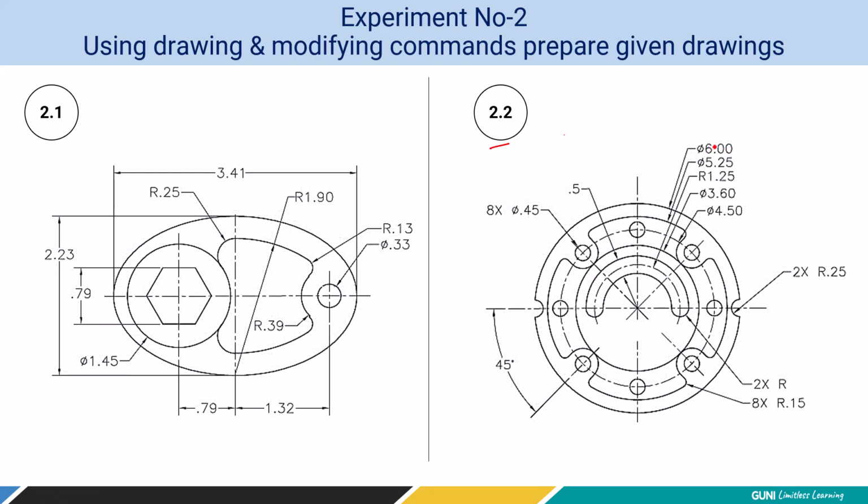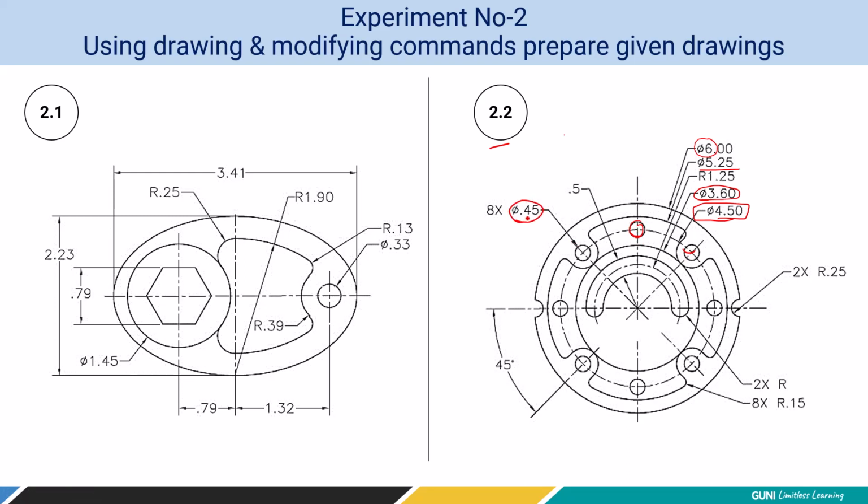Now here, first we are going to draw a circle having diameter 6. Then we are going to draw the circle having dimension of 4.5, which is the pitch circle. Then respectively we are going to draw 5.25 diameter. Then we are going to draw the circle having diameter of 3.6, and subsequently we are going to complete the exercise.